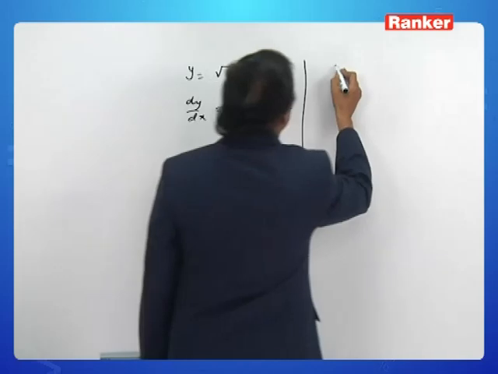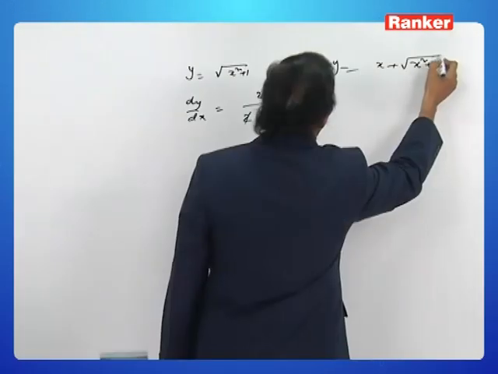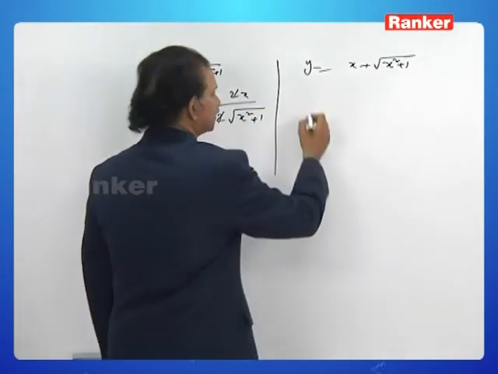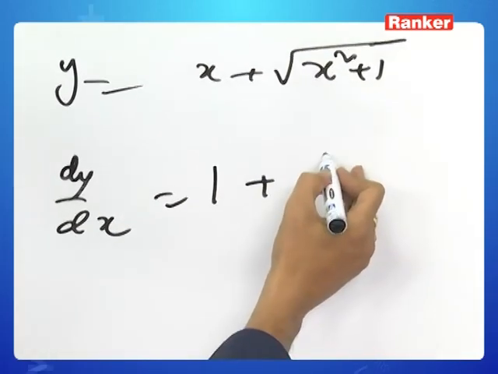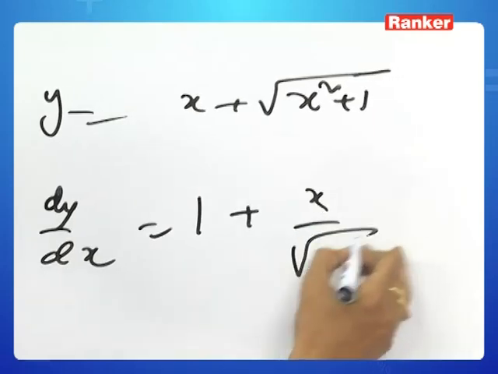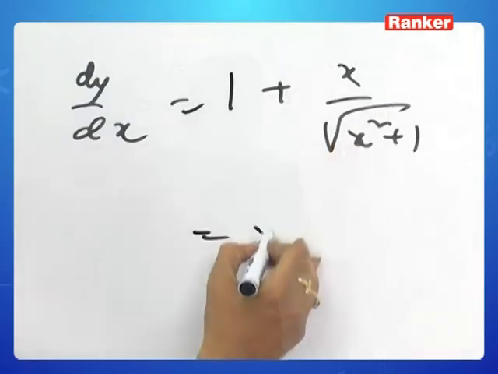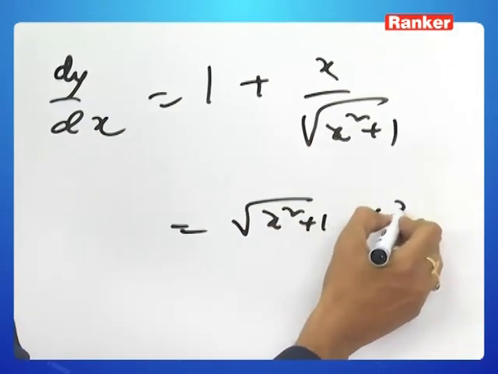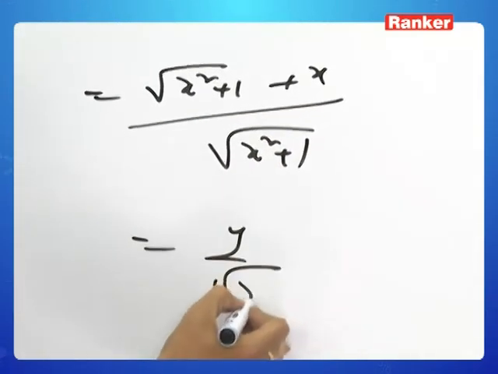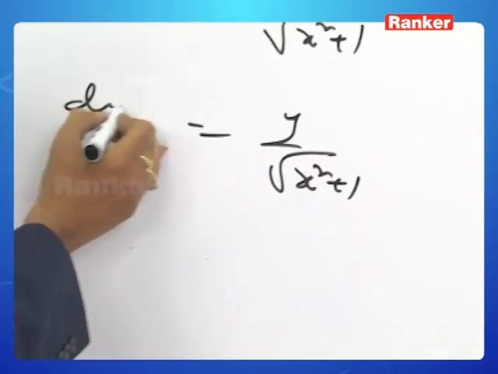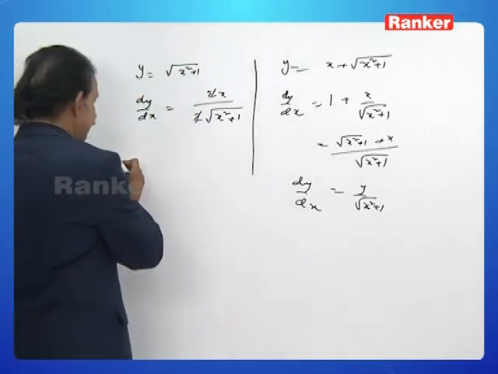Again, observe one more function, y is equal to x plus root of x square plus 1. What will be the derivative? dy by dx is therefore equal to derivative of x is 1 plus derivative of root of x square plus 1, which is x by root x square plus 1 as before. Hence, it is root of x square plus 1 plus x by root of x square plus 1. Hence, it is just nothing but y by root x square plus 1. This is what to say about dy by dx. Now, one more function.